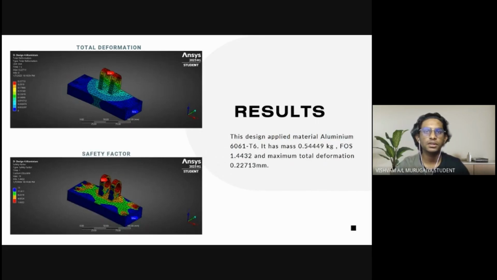This is the result of linear static analysis. The picture above shows the results of total deformation, and the picture below shows the results of safety factor. This design applied material aluminium 6061-T6. It has mass 0.54449 kg, FOS 1.4432, which is minimum, and maximum total deformation is 0.22713 millimeters. So this result shows that this design has fulfilled the design requirements, which are mass must be less than 0.8 kg, FOS must be between 1.2 and 3, and maximum total deformation must be less than 0.35 millimeters.